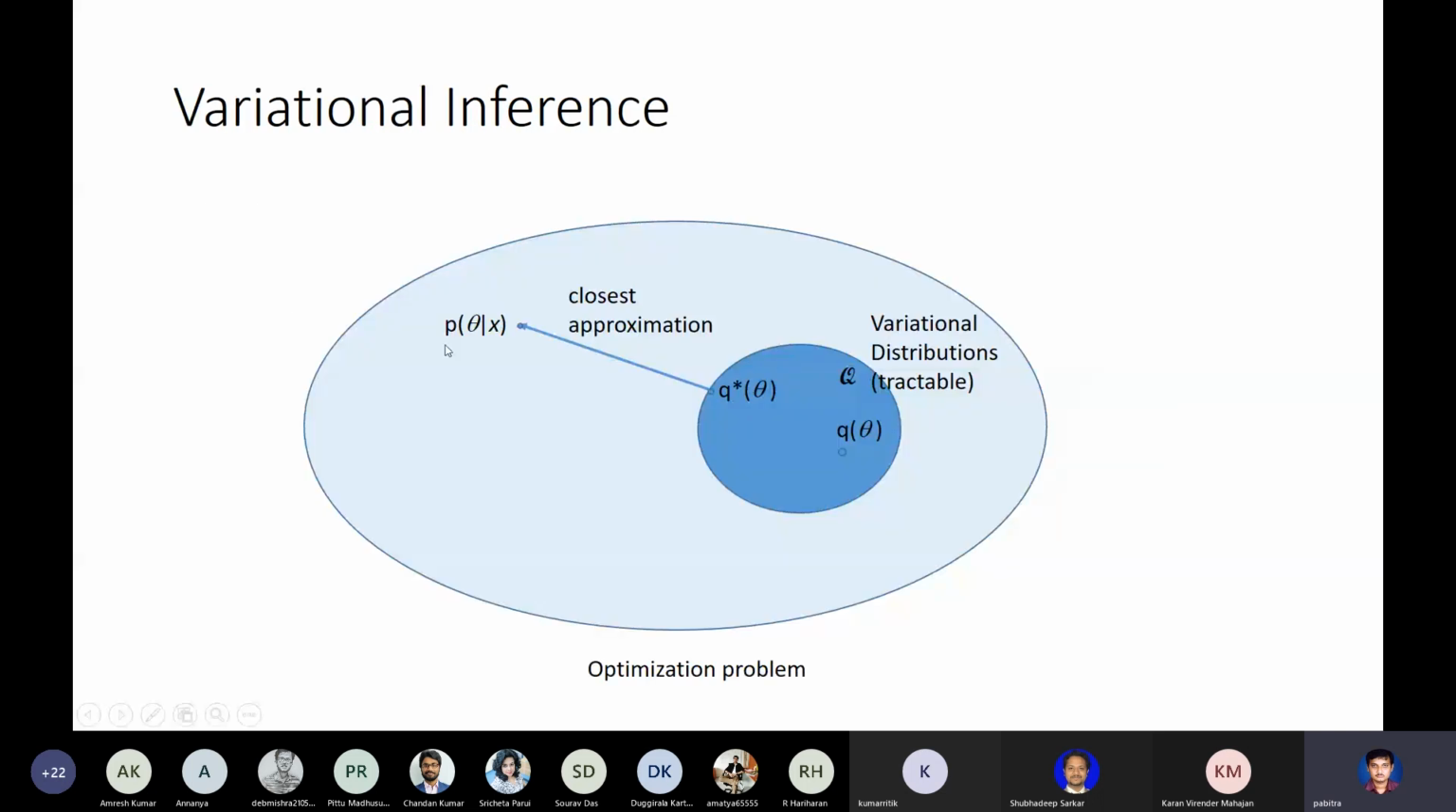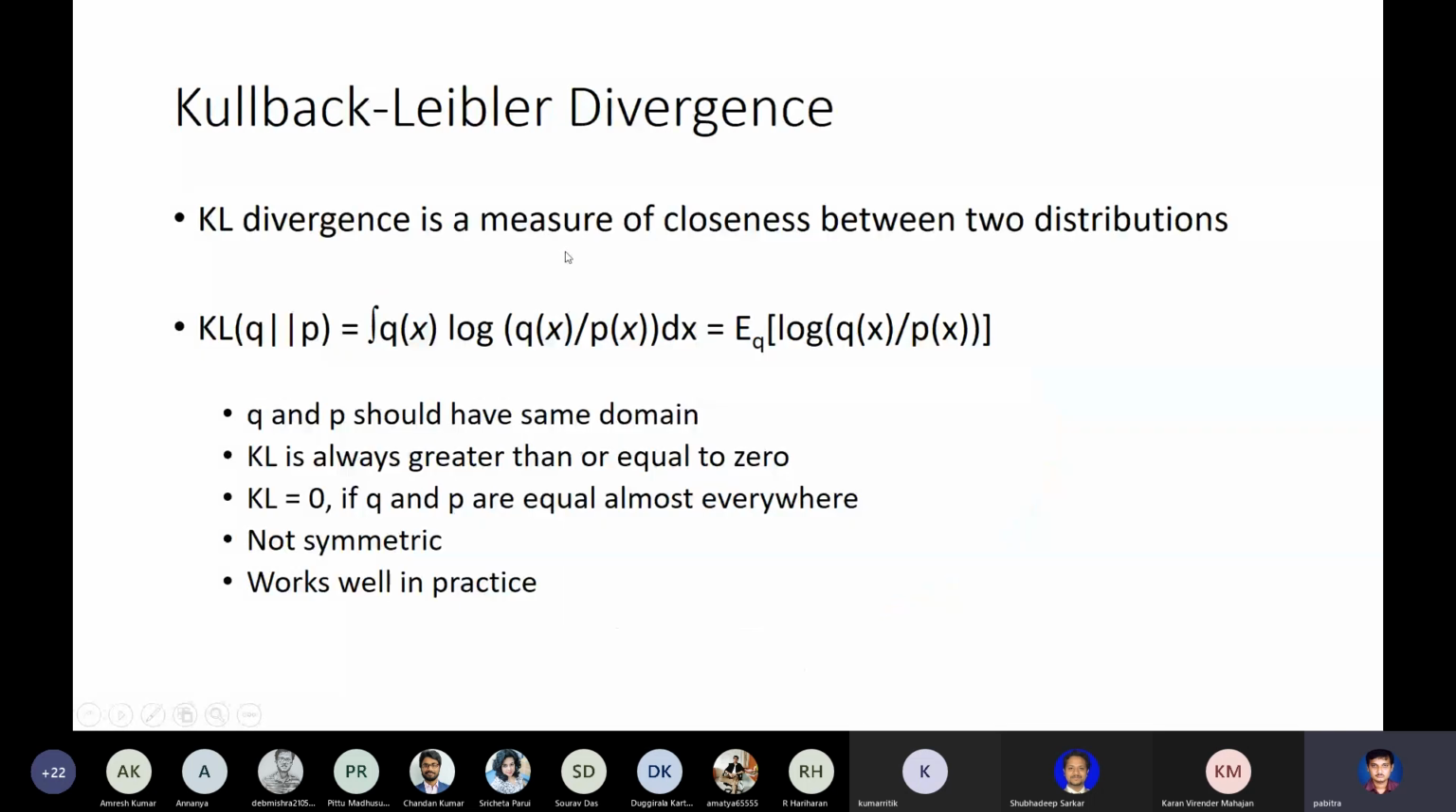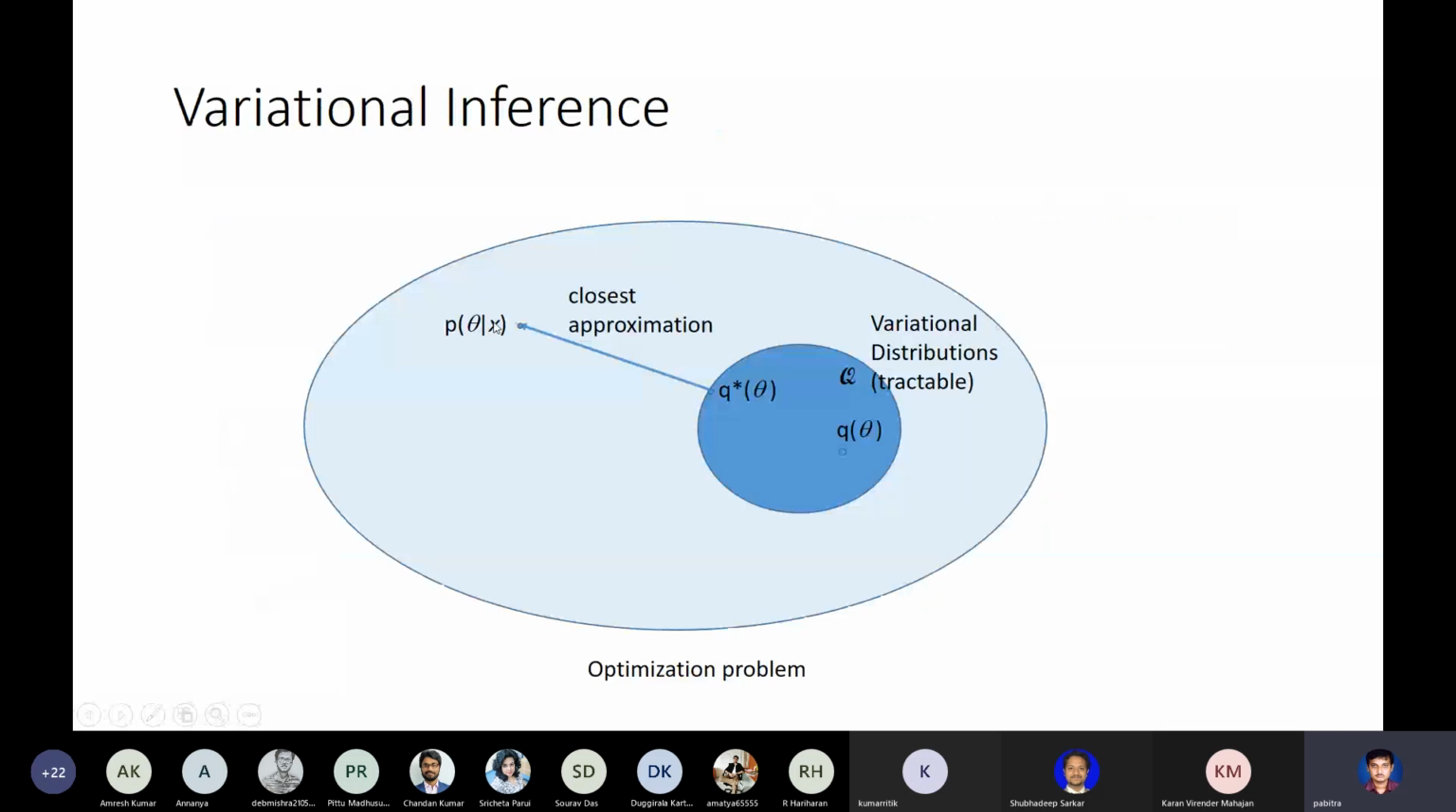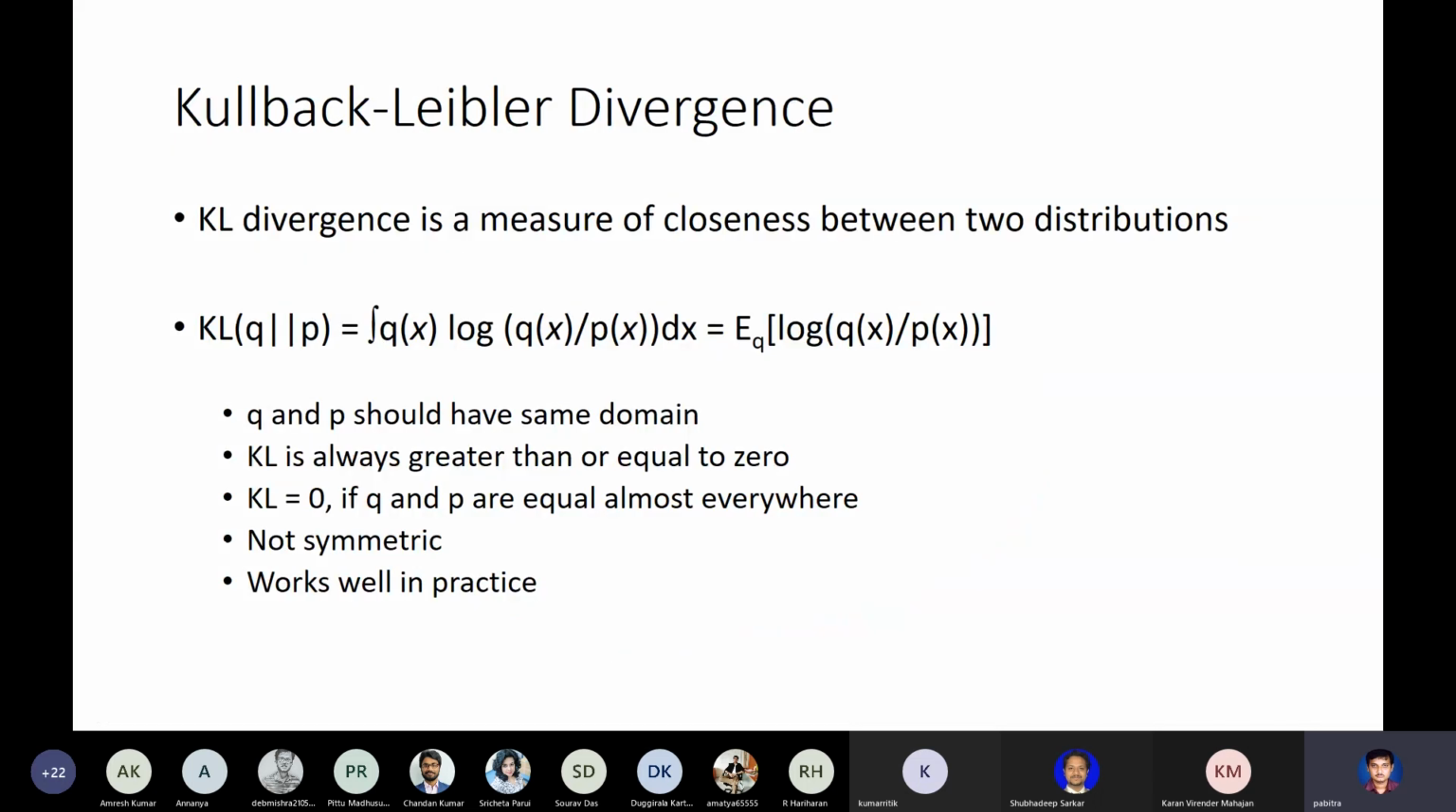Okay, so the next is how do we measure this distance? As I have told, p theta given x is a distribution. Q theta is also a distribution. So we need some distance between two distributions, and we use the Kullback-Leibler divergence. It's the measure of closeness. It's not a distance exactly, but it is a measure of closeness between two distributions.